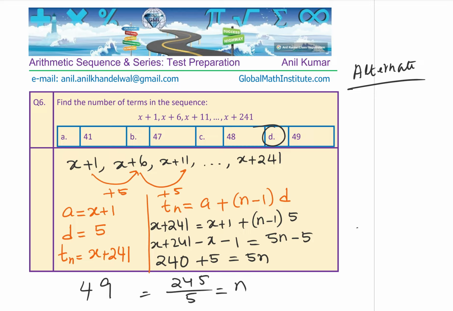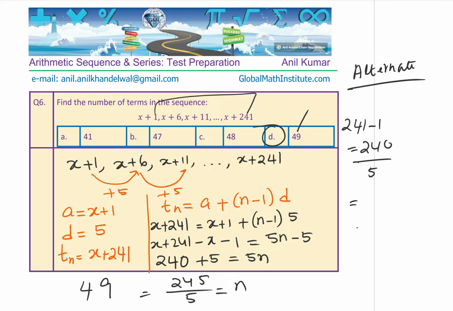we could find the difference between the first and the last term, right? So between this, how many d's did we add, right? So we could do 241 minus 1, which is 240, divided by the common difference, which is 5. You get the idea. If you do that, then what do we get?